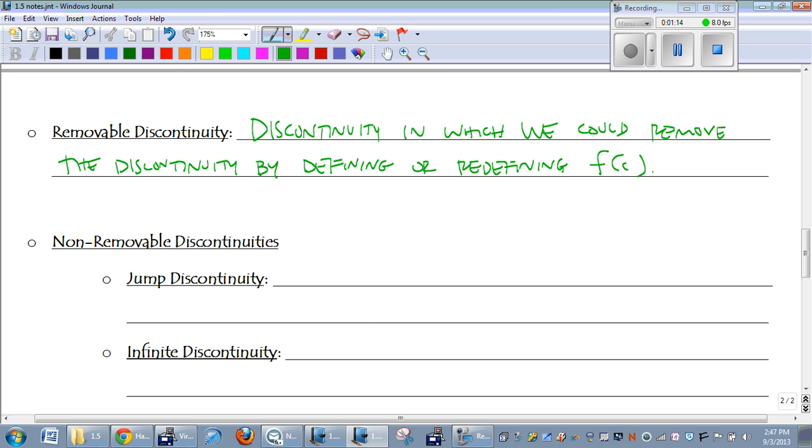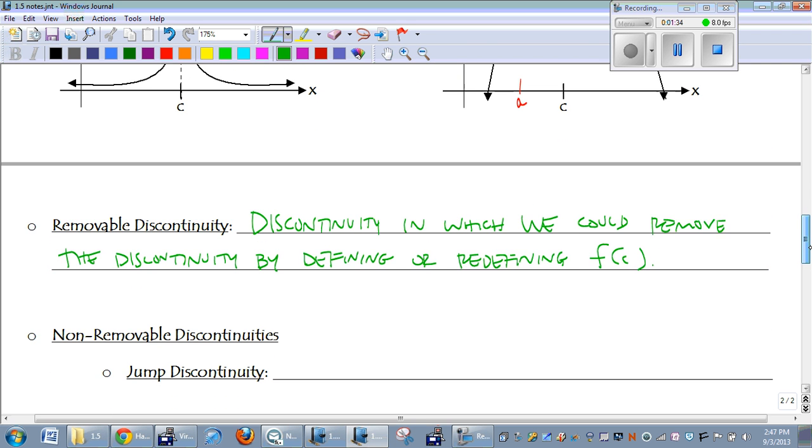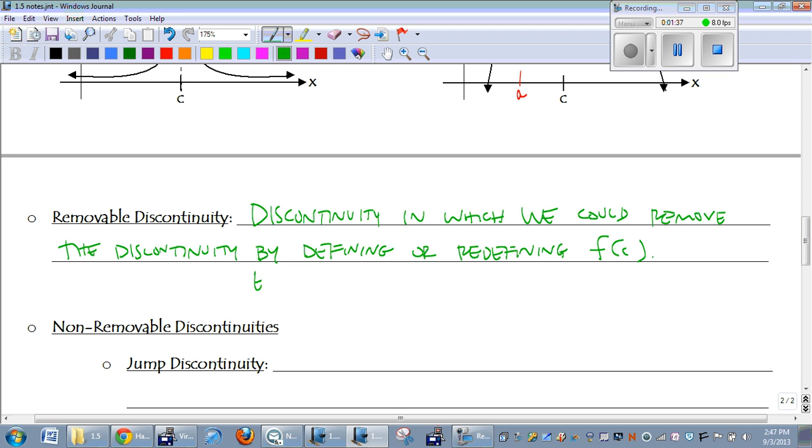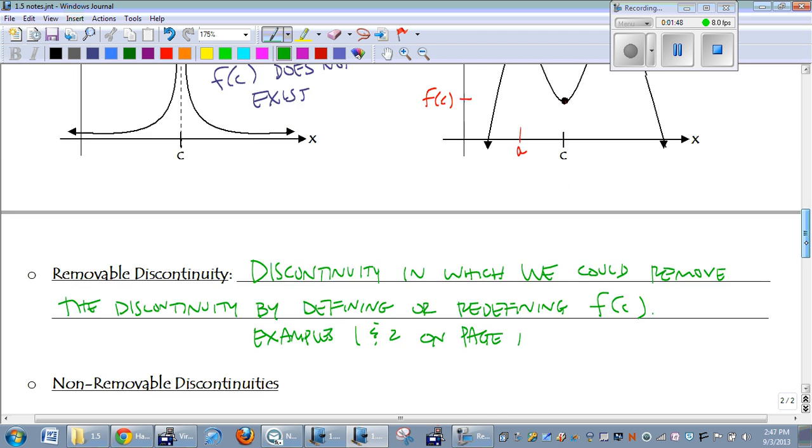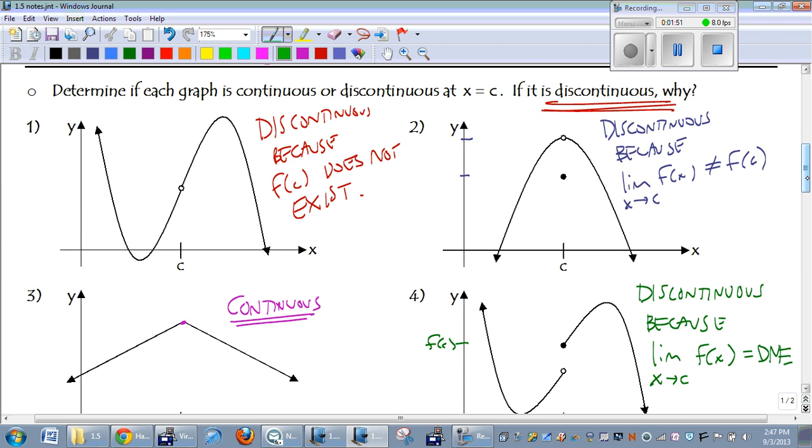Well, these are ones that are pretty close to being continuous, except for that one point. F of c isn't quite defined, or it's not defined properly to make it continuous. If we could change what f of c is, we could change whether or not it's continuous. So an example of these are examples 1 and 2 from the first page. All right, examples 1 and 2 on page 1 of our notes are examples of removable discontinuities.